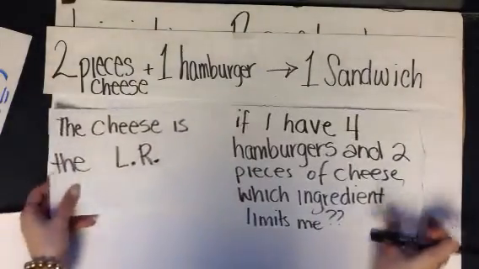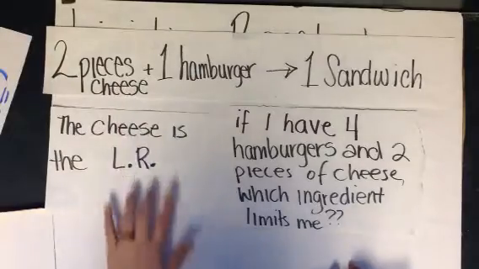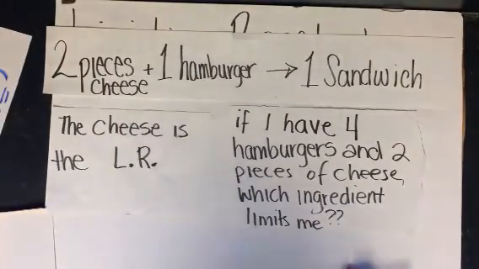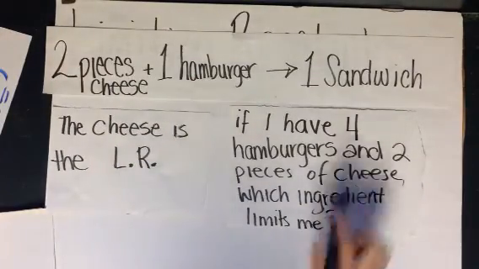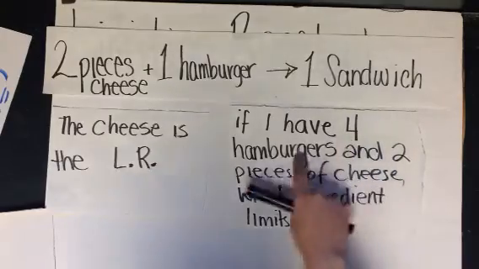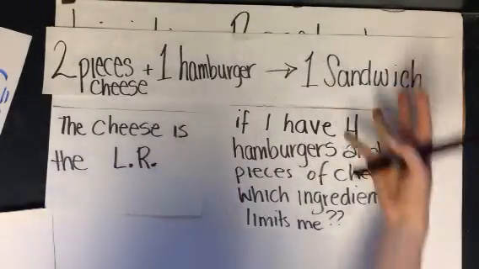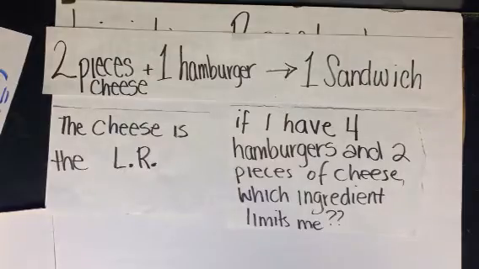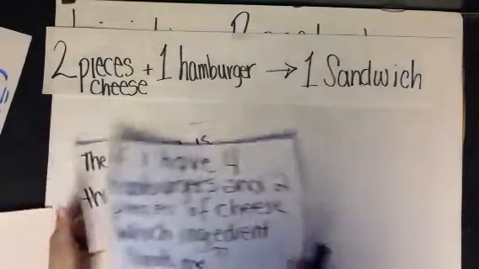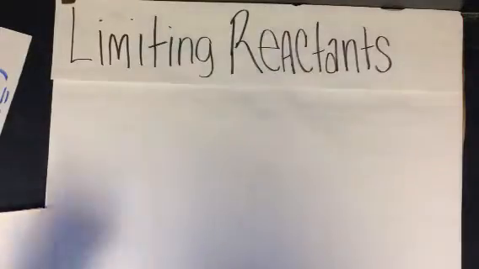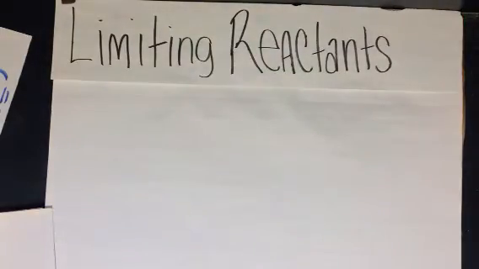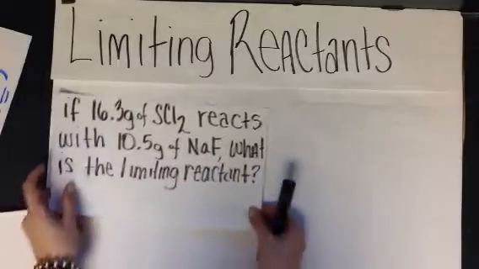Okay, let's take a look at this. Here are my reactants. My cheese, LR for limiting reactant, holds me back. Okay, why? Well, because I had a lot more hamburgers that are all just left over. Okay, this is what we're going to be talking about today, except we're not going to be using hamburger and cheese. We're going to be using some chemicals.